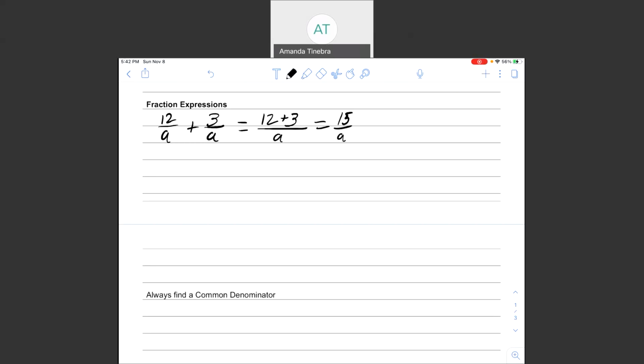I don't know what A is, so I can't simplify this. So that's it. And that is my answer. So let's try another one.